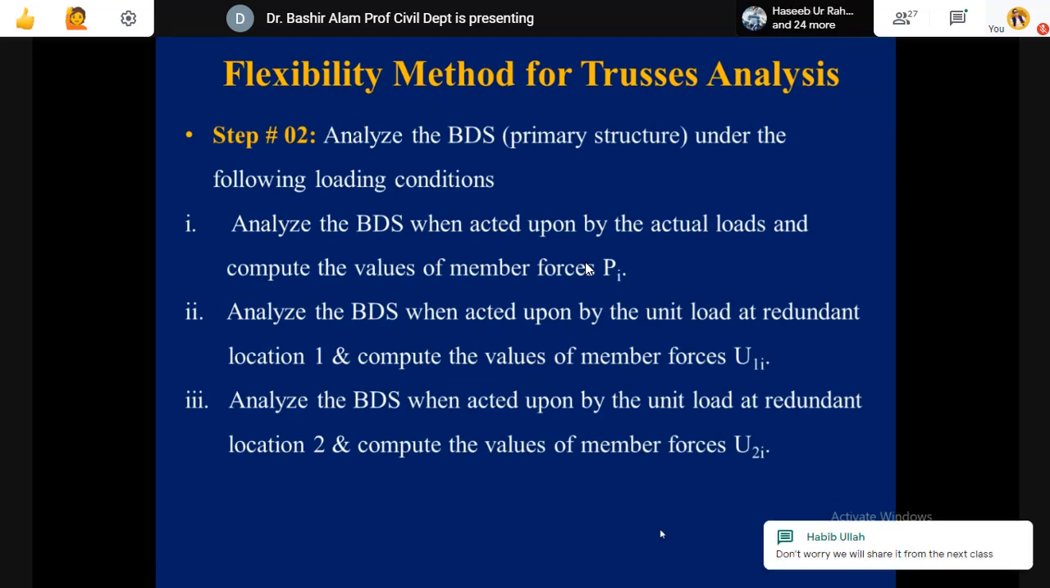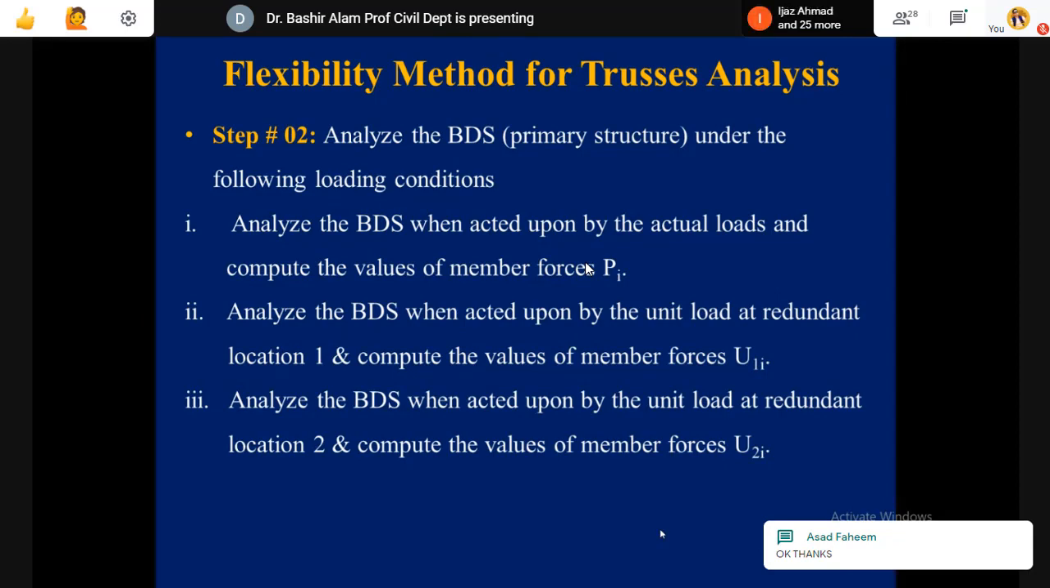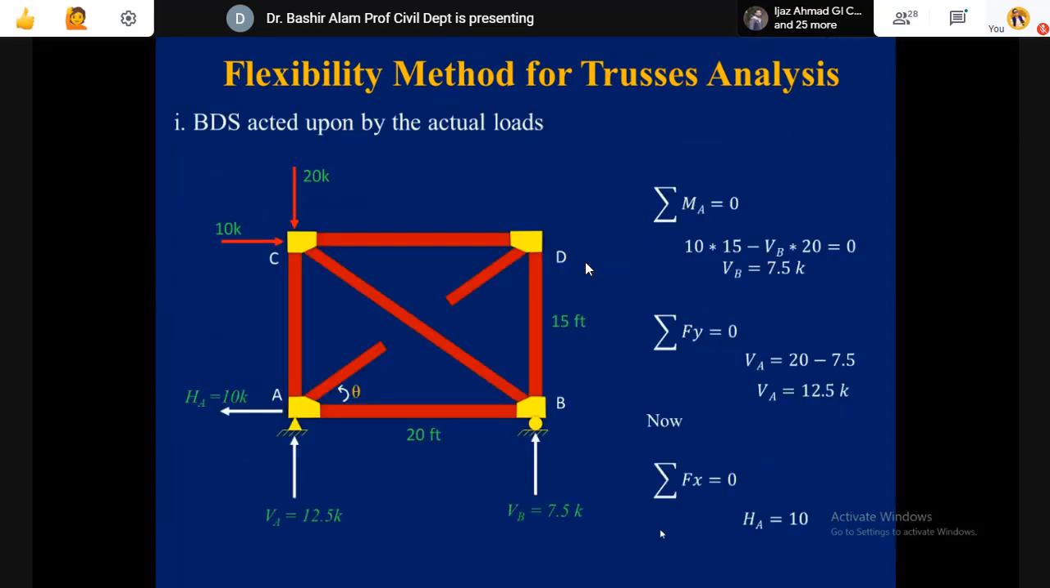Step number 2 was about the calculation of the capital PI values and the small u1i and u2i values depending on the statical indeterminacy of the problem. How were PI calculated? In PI, the basic determinate structure was subjected to the actual applied loads. At joint C, 10 kept to the right and 20 kept downward, those forces were applied. So now we analyzed this structure.